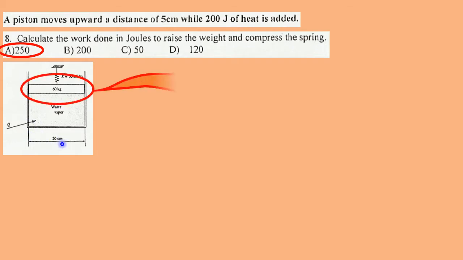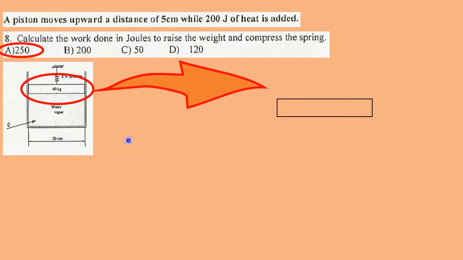Now let's try to examine the piston. So that's the piston there. In the cylinder we have water vapor. The water vapor exerts a pressure Pg on the cylinder, and we know that pressure is given by force times area.